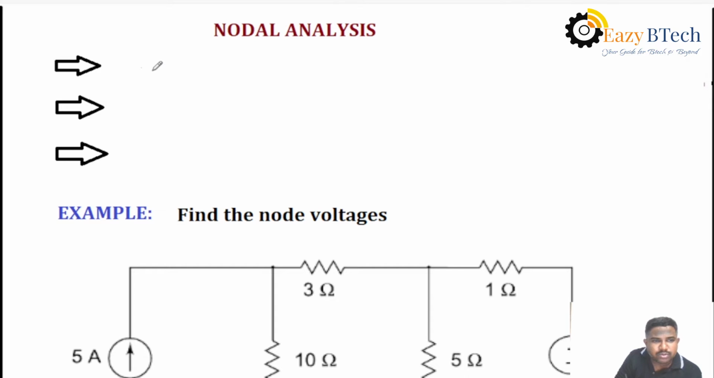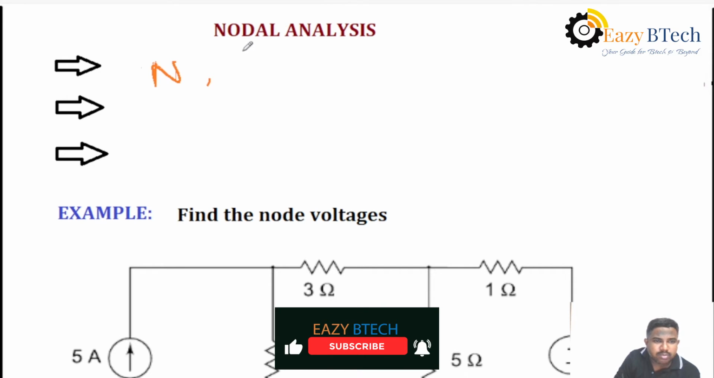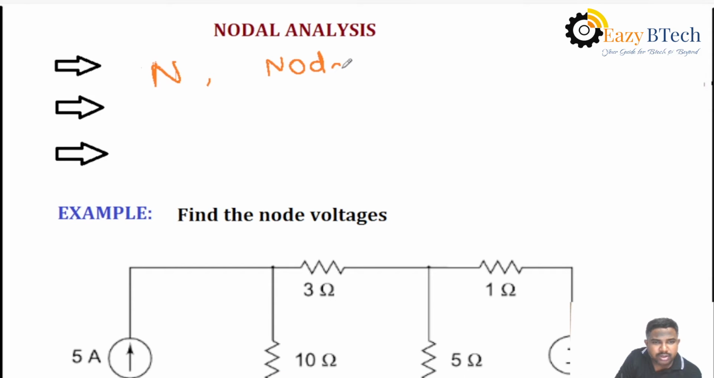Suppose in the given circuit, we have n number of nodes. Then we have to find out the number of nodal equations. The equations which are developed according to the nodal analysis are called the nodal equations. The formula is n minus 1.